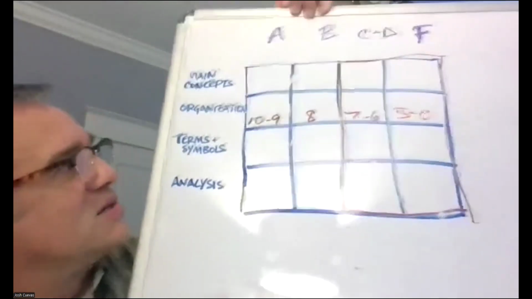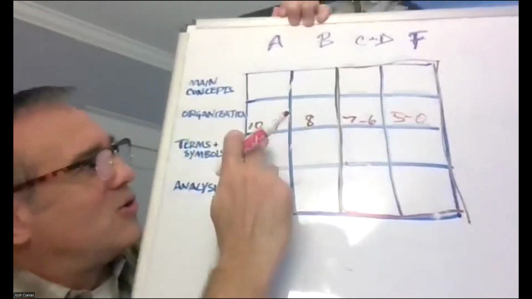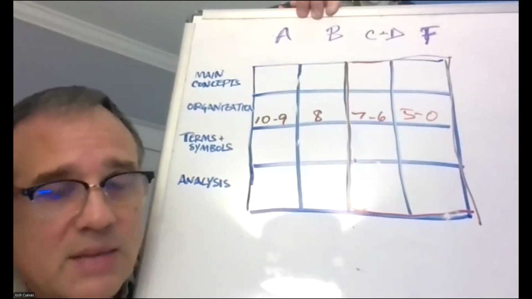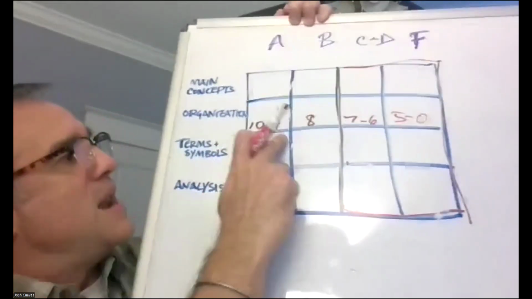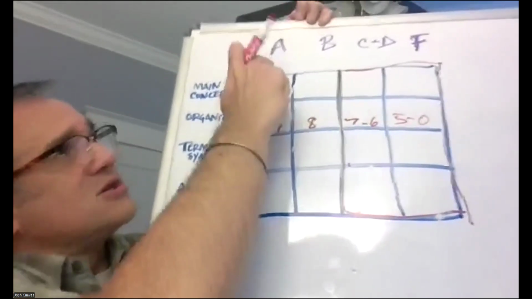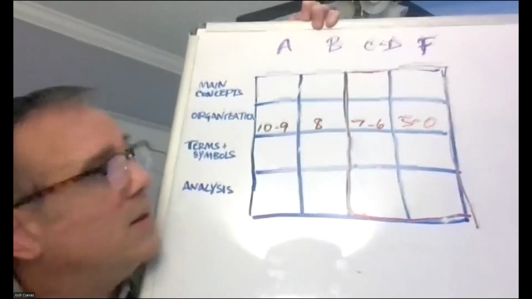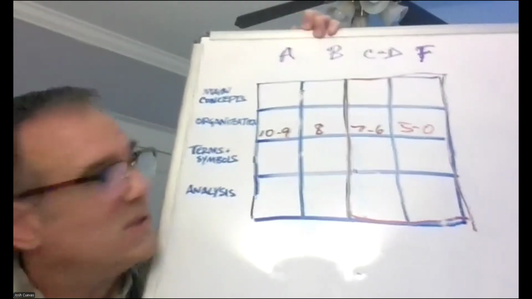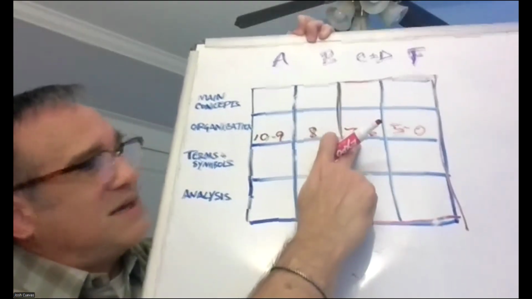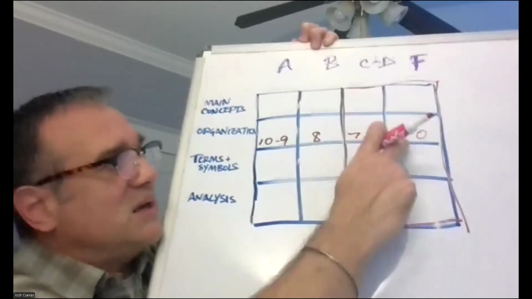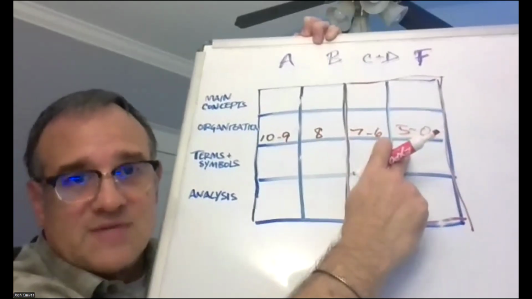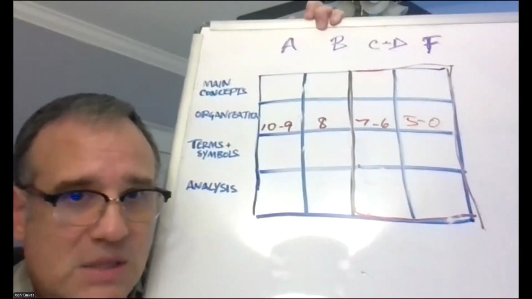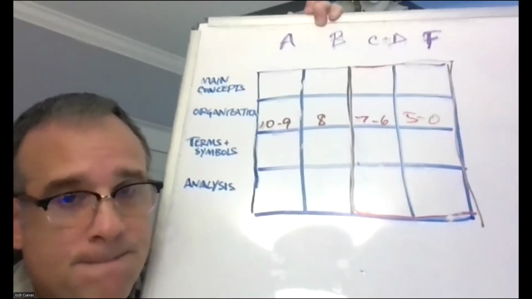right? Because if it's a 10-point category, 10 is a perfect score, 10 out of 10. That's 100%. But 9 out of 10 is also an A. That's 90%. 8 out of 10 is a B. That's 80%. 7 out of 10 is 70% to 60%. And 5 out of 10 is 50% to 0. Does that make sense? Yes.